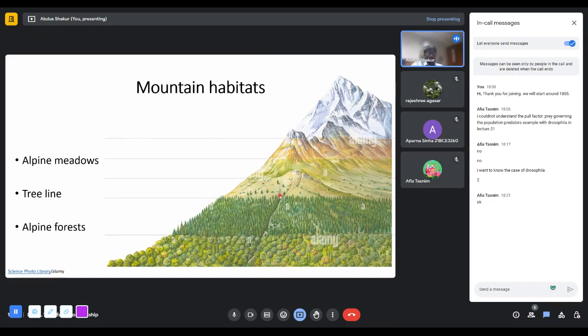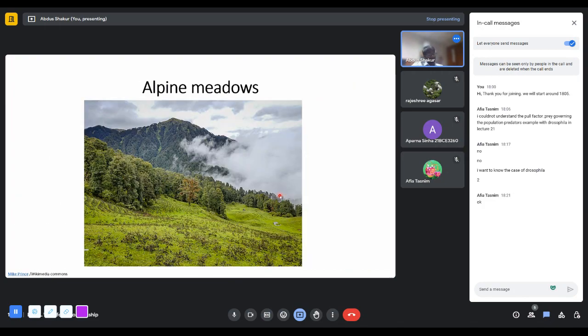So how do these habitats look individually? This is how an alpine meadow looks in the Himalayas. This is a meadow, and this is where the tree line ends. It's not a single straight line. It is uneven because there are multiple factors that govern where the line ends at a specific place. Abiotic factors like temperature, rainfall, or competition-related factors also govern why you see this unevenness in the boundary between trees, forest, and meadows.